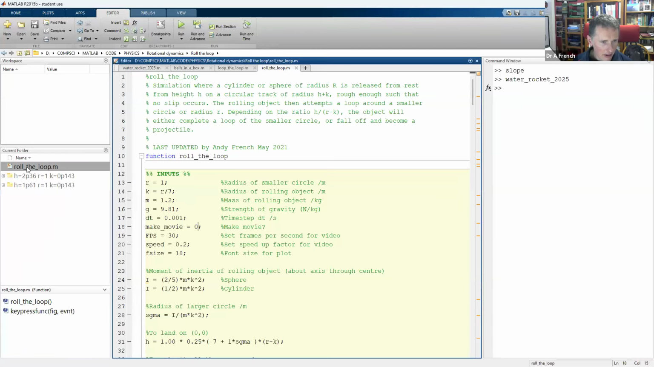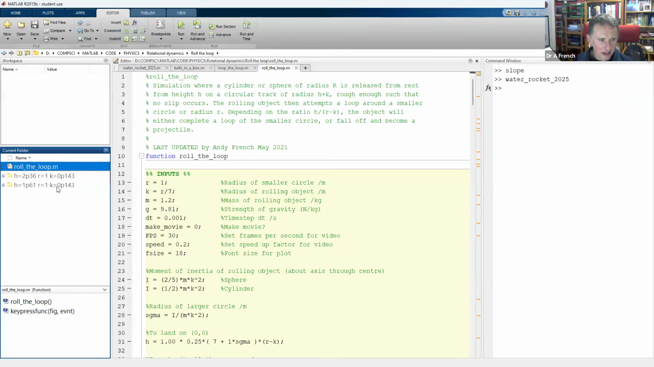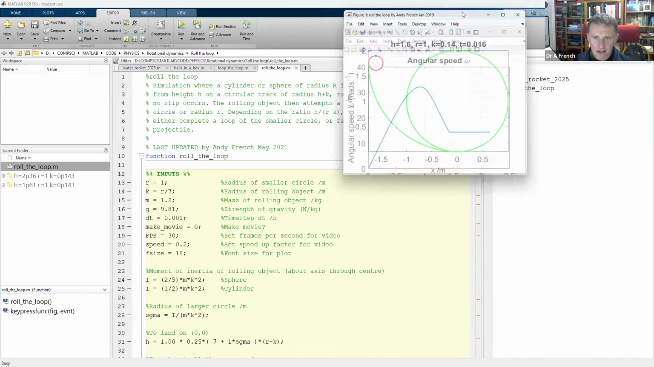Here we go. There we are. So I can make movies with this, but I think this should be smooth enough to see. Right, so here you go.